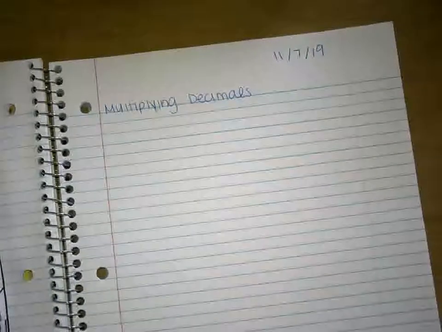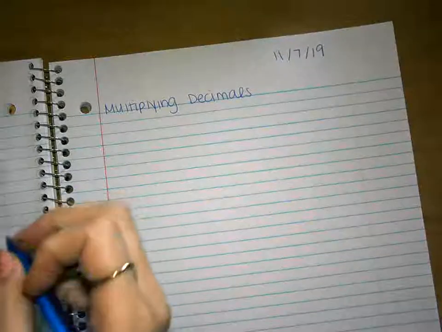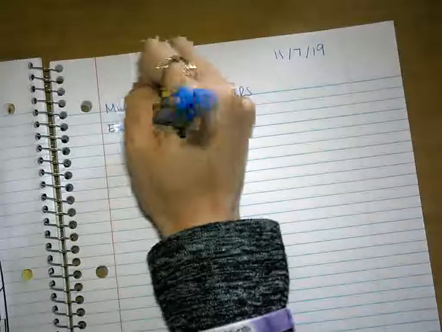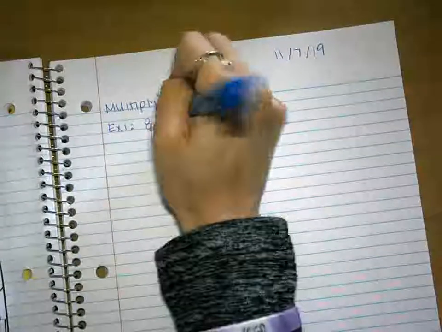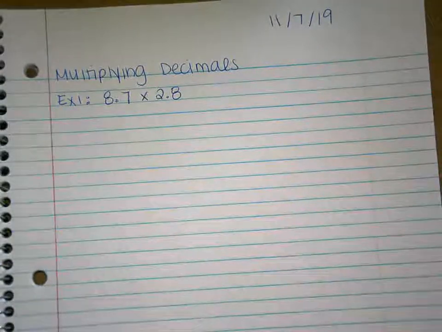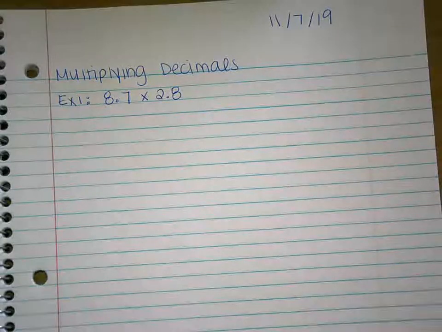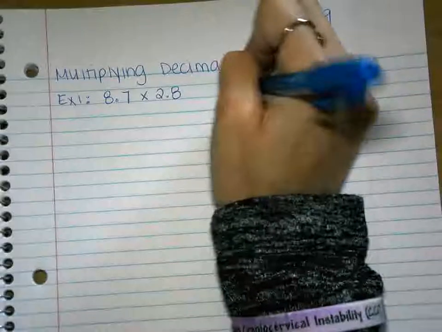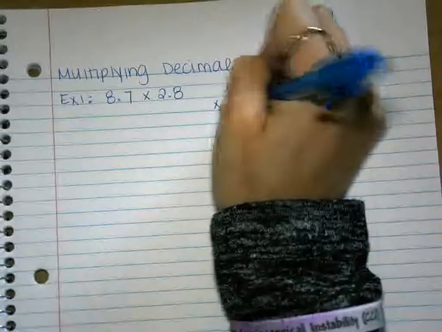Alright, let's try this one. Example 1. 8.7 times 2.8. Does it matter which one I put on top and which one I put on bottom? No. So if it doesn't matter, just put the first one on top. Put that 8.7 and then times 2.8.